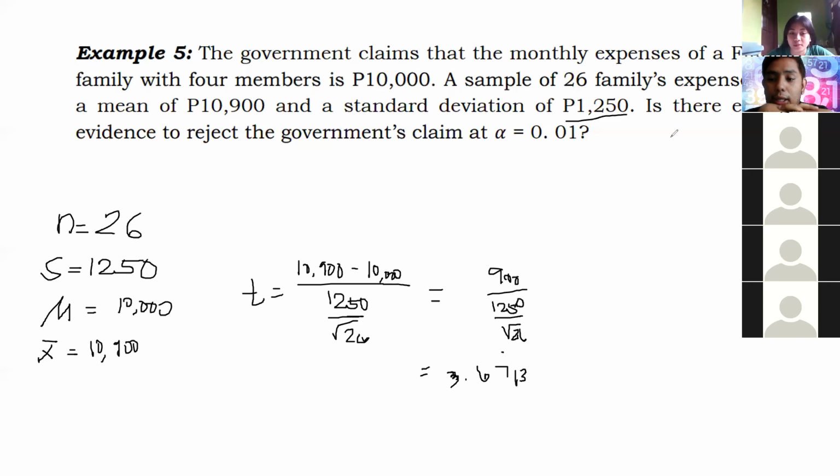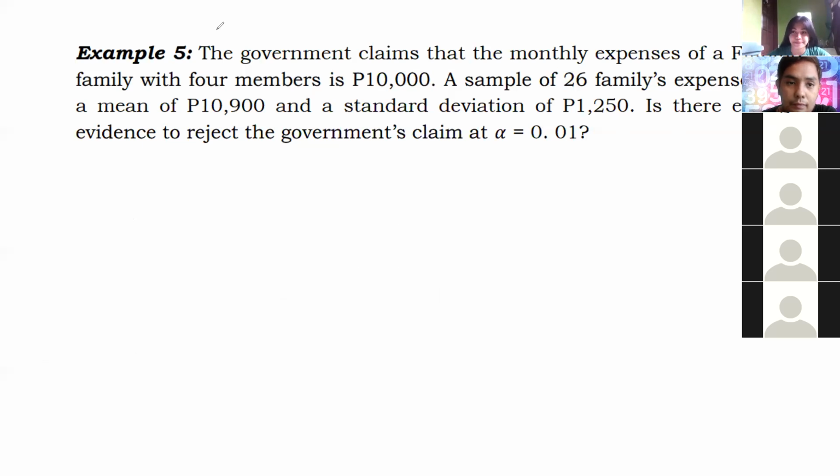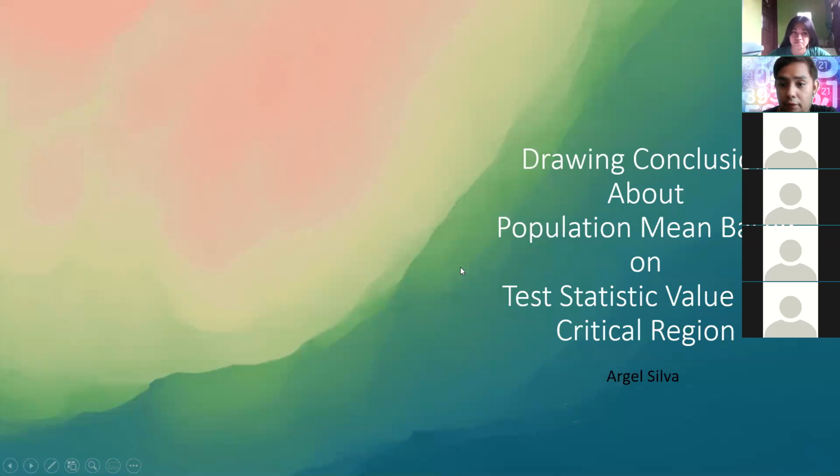Clear po tayo sa pagkuha ng computed t-value at c-value. Clear po tayo dyan. Okay. So we can move on to module number 7. Okay. Let's have the module number 7.